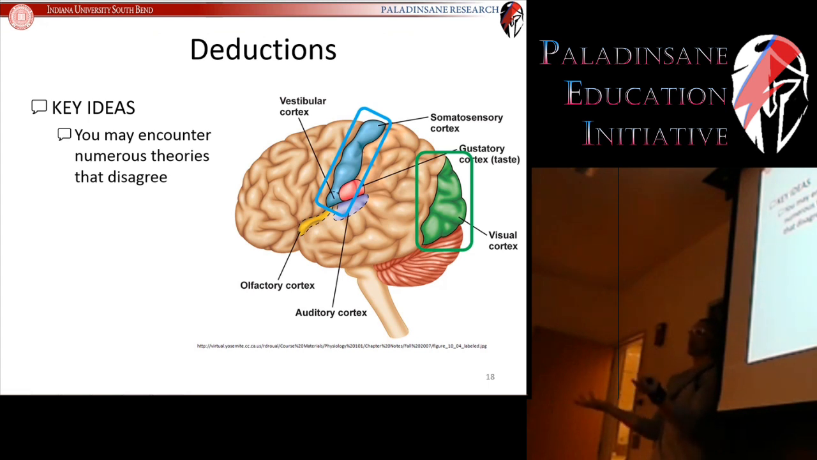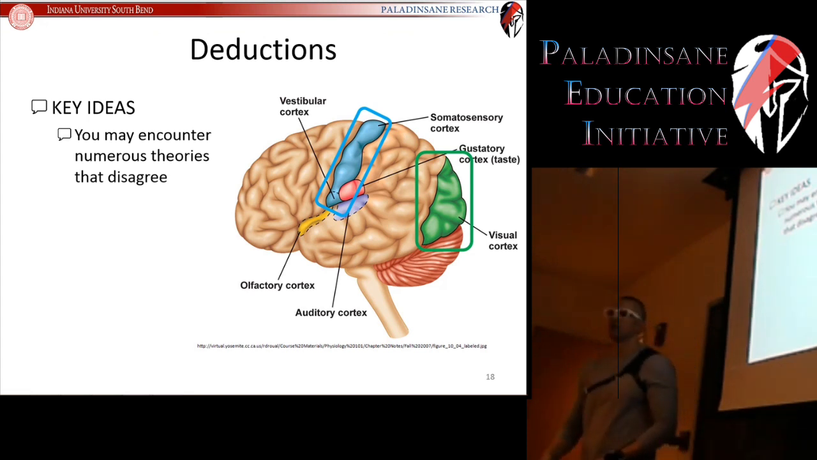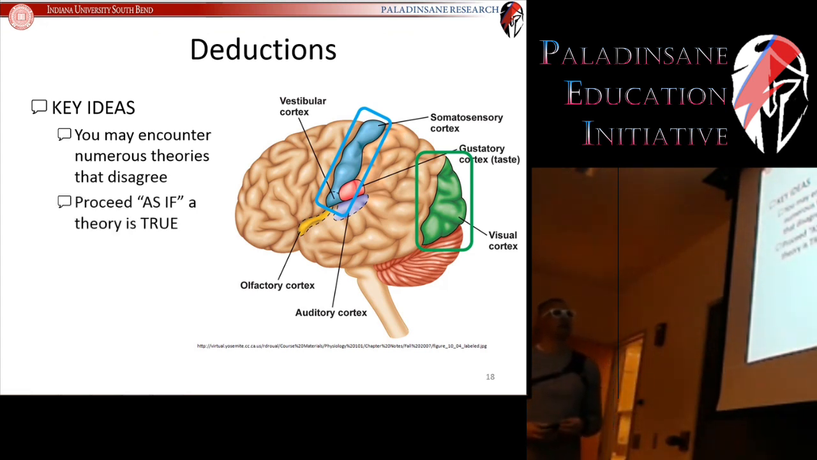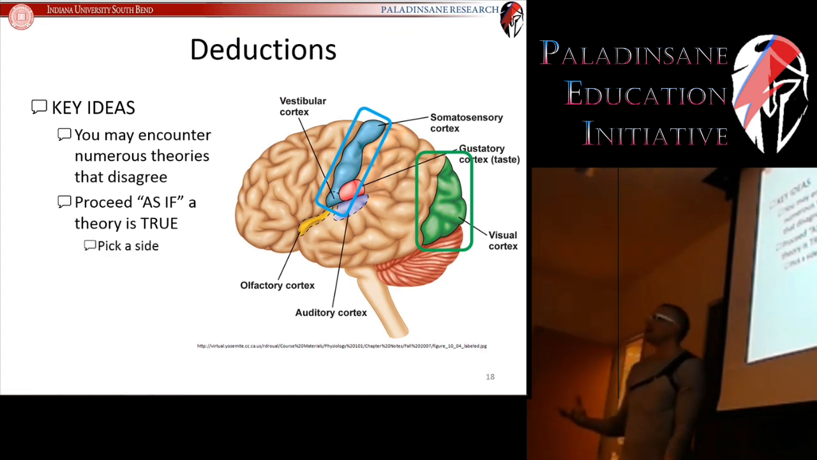That's part of the way that psychology works. New theories come up, old theories die out. Our theories continually get better and better and better. But what do you do if there's three competing theories, three competing ideas for what's going on with the phenomenon you're working on for this project? Well, in that case, pick one, pick a side, pick a theory, and then proceed as if it is true.